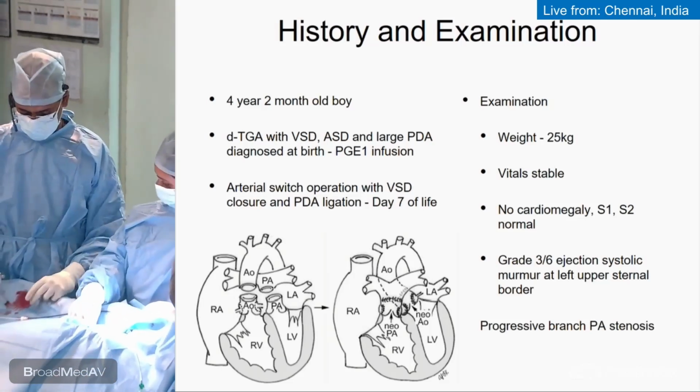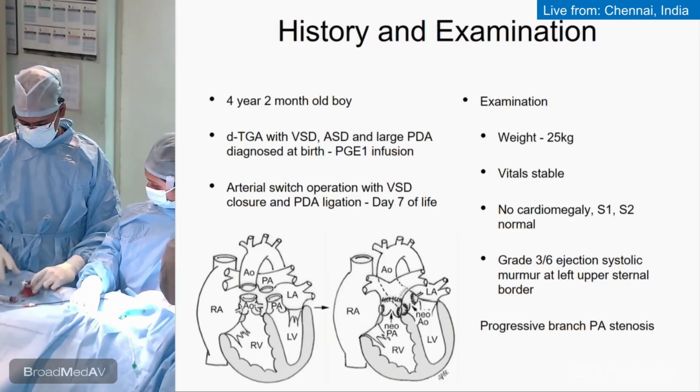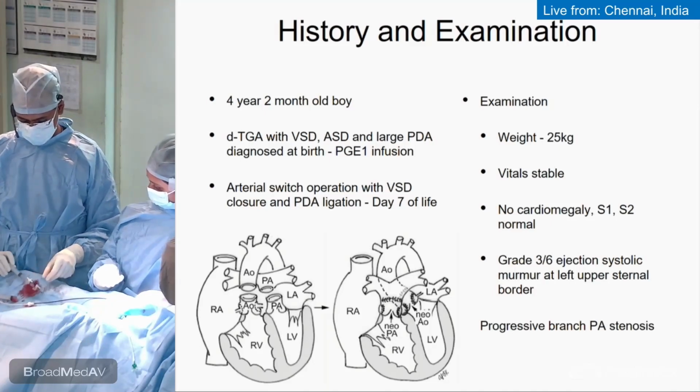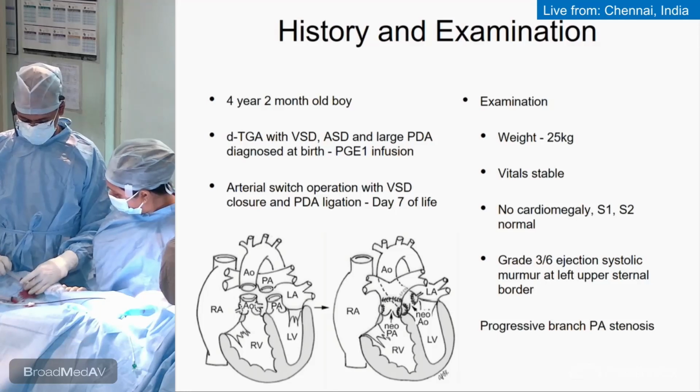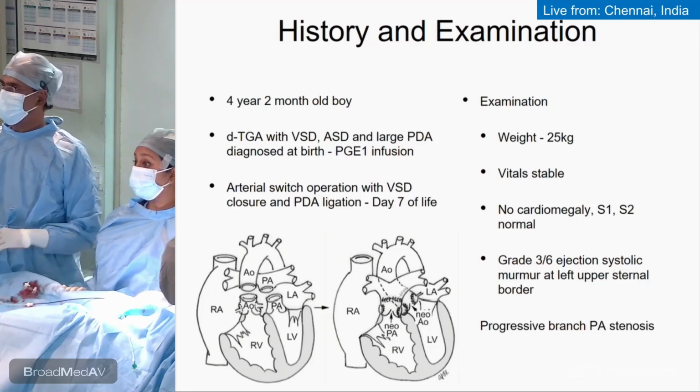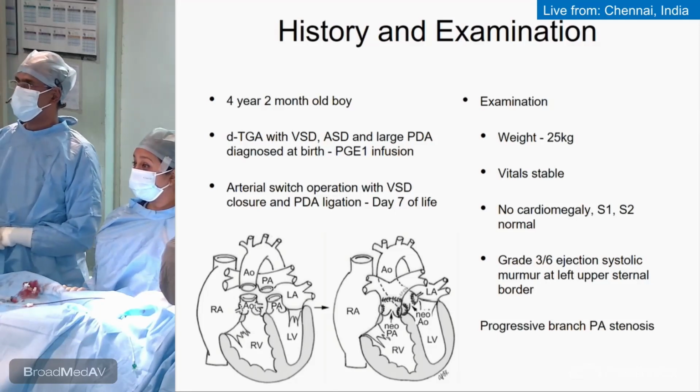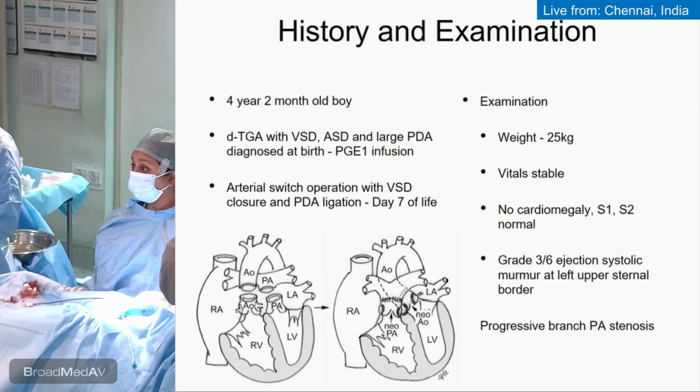He is a known case of transposition of great arteries with a small restrictive VSD, ASD and a large PDA, who was diagnosed at birth and was on prostaglandin infusion to maintain the patency of PDA for duct-dependent circulation. Then he underwent an arterial switch operation at day 7 of life.